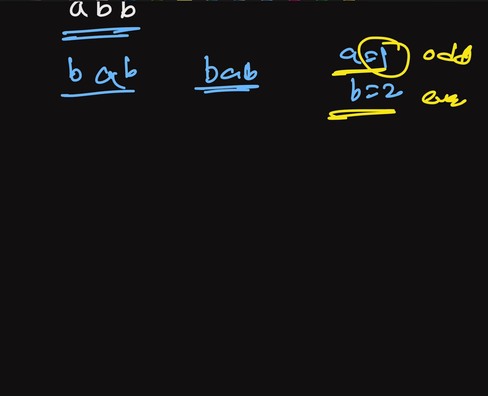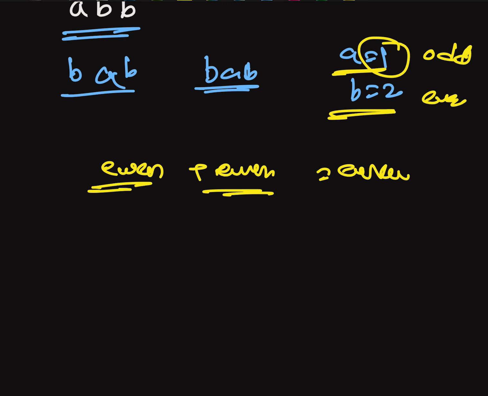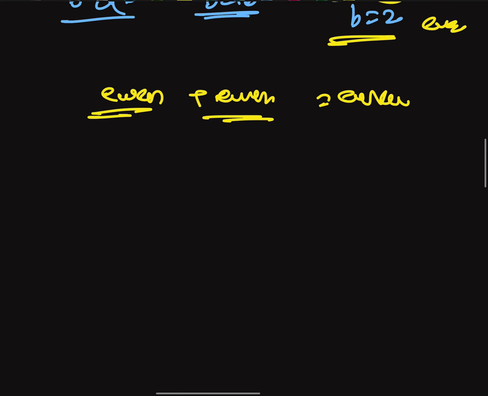How are we getting a palindrome? We have already proved that for even length, if we add even plus even, then we get even length, and this will actually be a palindrome. Suppose this is even length, even. So this is even, then we get even length, and this is also a palindrome.